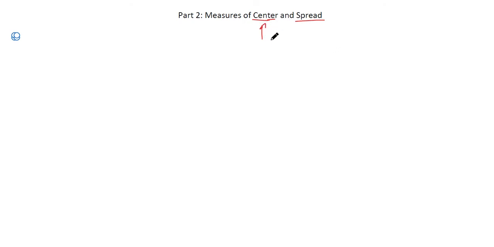And to describe the center of the data, there's three main ways of doing that. And the three different values you may have heard of before. And that is mean, median, and mode.